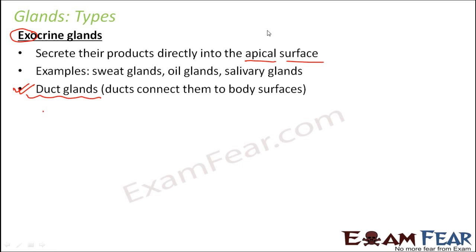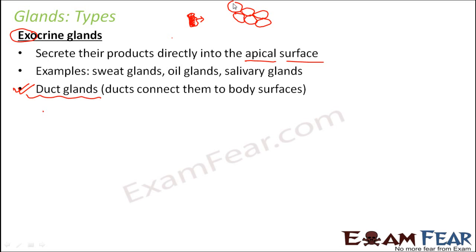Because inside our body there are so many different cells, right? Let us suppose that these are the various cells which are present inside our body. Let us suppose there is an exocrine gland, and that gland is located somewhere here. Now this gland is going to secrete something, and I say that it is not going to secrete it into the blood, but it is going to secrete it directly onto the apical surface.